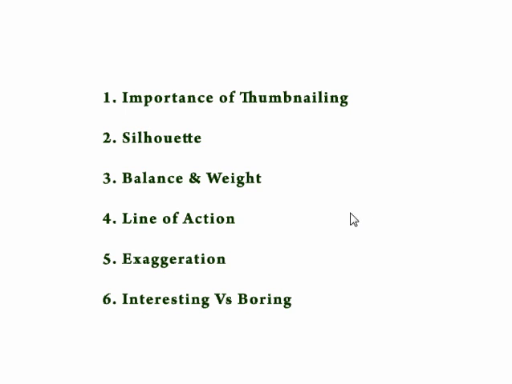In animation, we also like to exaggerate things. Exaggeration in a story, exaggeration in posing, exaggeration in any kind of action is also very important. So here we'll be discussing exaggeration and posing. Which body parts need to be exaggerated and at what level is really important. We'll also be discussing interesting versus boring poses. So let's have a look.